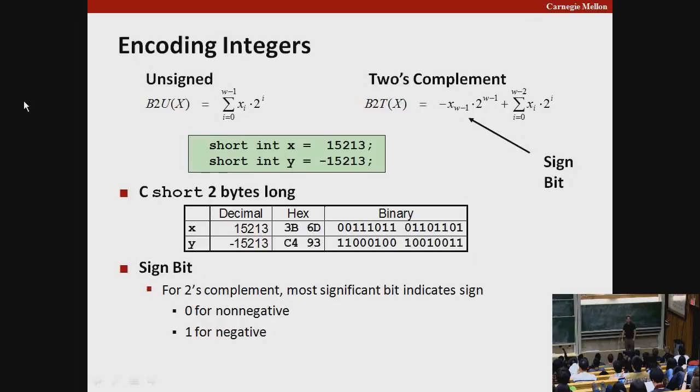Let's start counting in binary. 0, 1, 1, 0, 1, 1, 1, 0, 0, 1, 0, 1, 1, 1, 0, 1, 1, 1. Everybody agree?